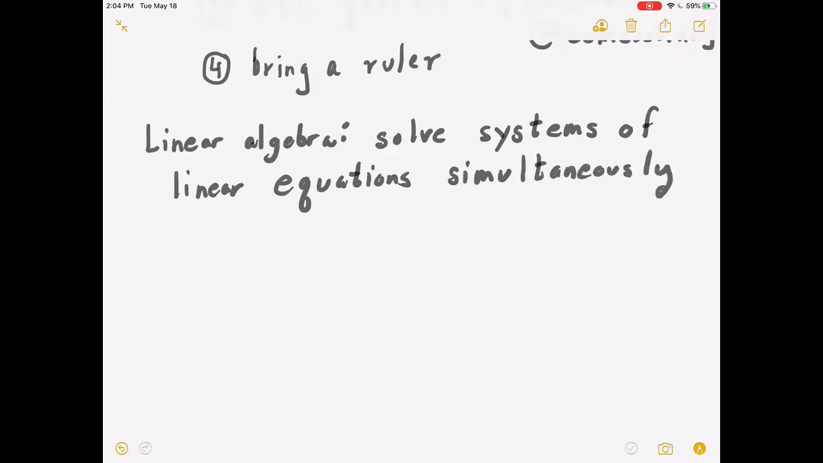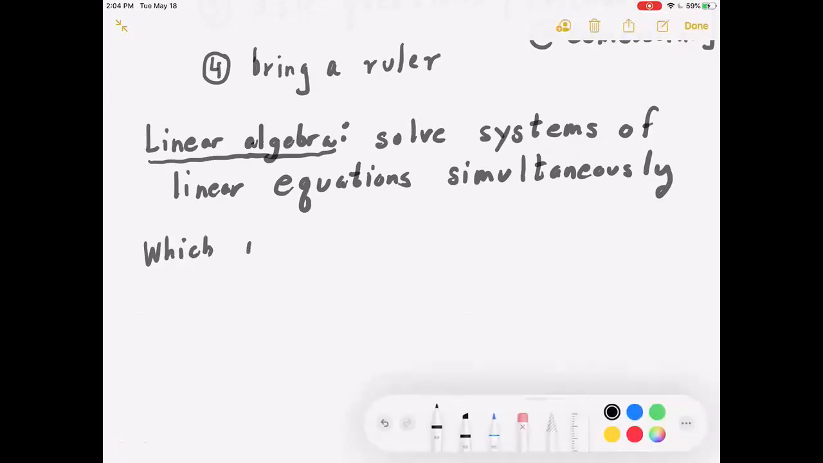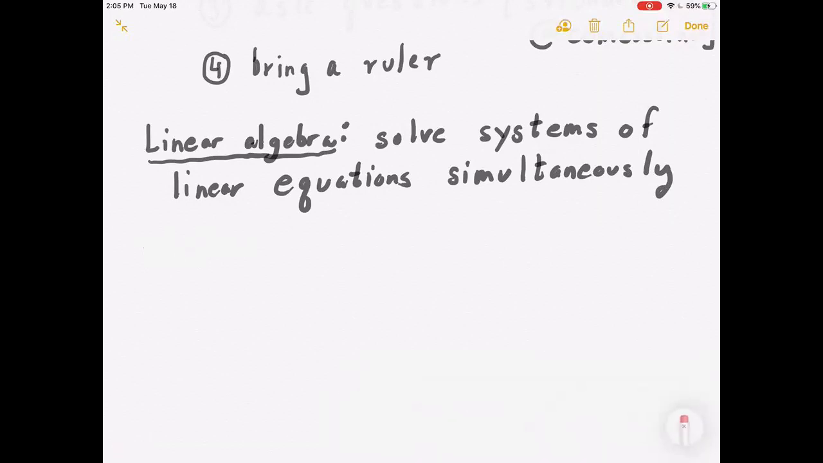Now, that's not all you can do in linear algebra, but that's going to be a major focus of this course. So if we're going to make any progress and figure out what that means, we probably need to ask the question, what is a linear equation? So what do we mean when we say we have a linear equation?